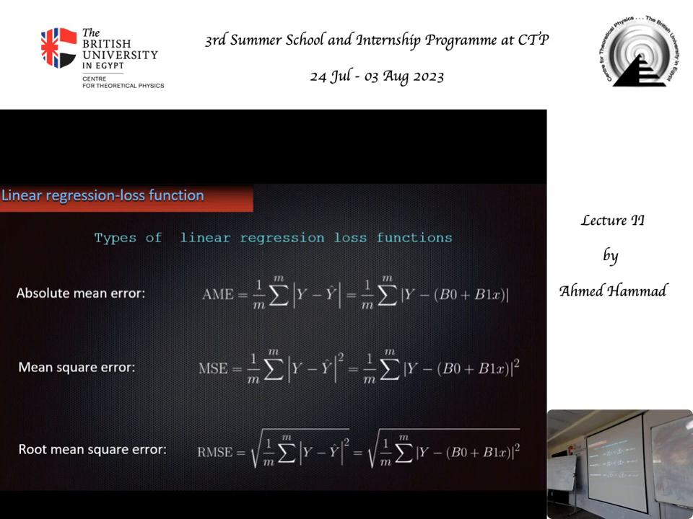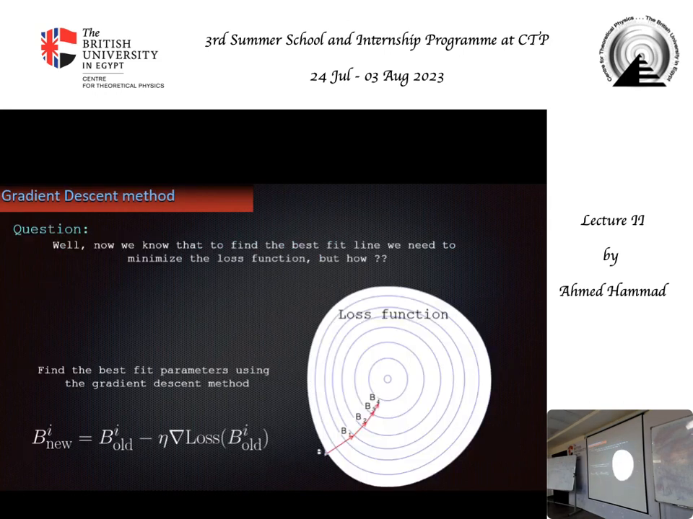We also have the mean square error, where we just square that, and we have the root mean square error. So we can use all of them. But now the question is, how can we find the line that minimizes the loss function? So now we take a step forward and completely change the problem into an optimization problem.